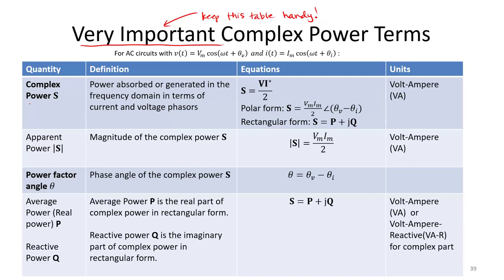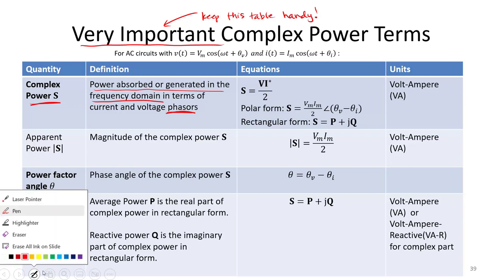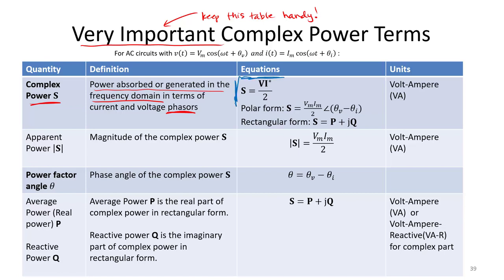So first we define our complex power S as the power absorbed or generated in the frequency domain. And notice that complex power is written using our current and voltage phasors. Here is a very, very important equation. If we want to calculate complex power, one of the most important equations we generally use is this one that I've circled here. Complex power S is equal to our voltage phasor times the complex conjugate of our current phasor. Notice the star.